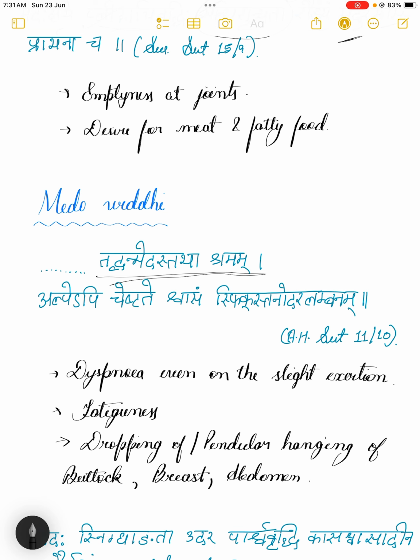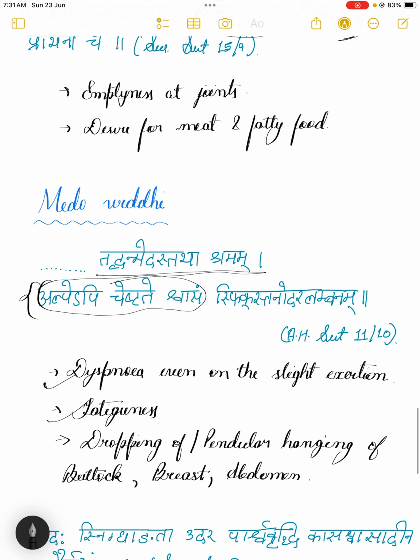However, there will be some additional features, which are Alpe Api Cheshtate Shwas. That means you will feel dyspnea even on the slightest exertion. Whenever you try to do some work, be it very minute or very light, you will have dyspnea. Then definitely you will be fatigued. Sphik, Stana, Udara, Lambanam. We have done the Sandhi Vichheda. Sphik means the buttock, Stana means the breast, Udara means abdomen, and Lambanam means the dropping or pendular hanging of this region. Which region? The pendular hanging of the buttock, breast, or the abdomen region.